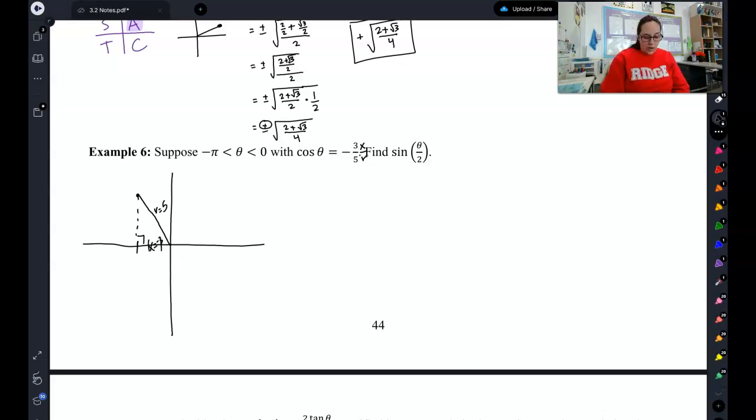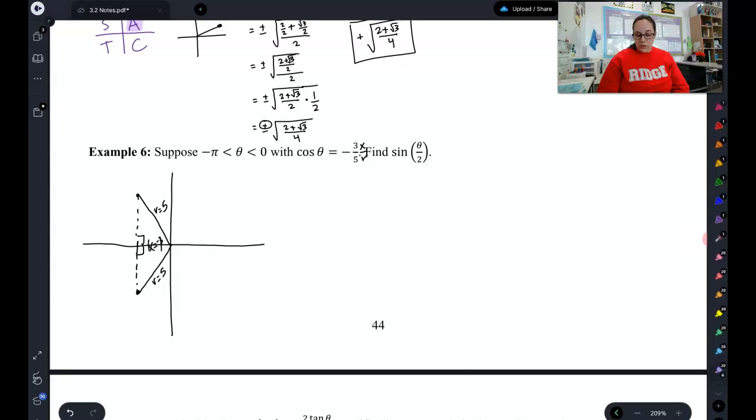But notice there are actually 2 triangles that fit those specifications. This triangle down here also has an x value of negative 3 and an r value of 5. So which one do we keep? Well, we want theta to be between negative pi and 0. Well, here's 0. And if I go clockwise, negative pi would be here. So I want theta to be in this bottom half, which means I don't want that triangle. I want the quadrant 3 triangle.